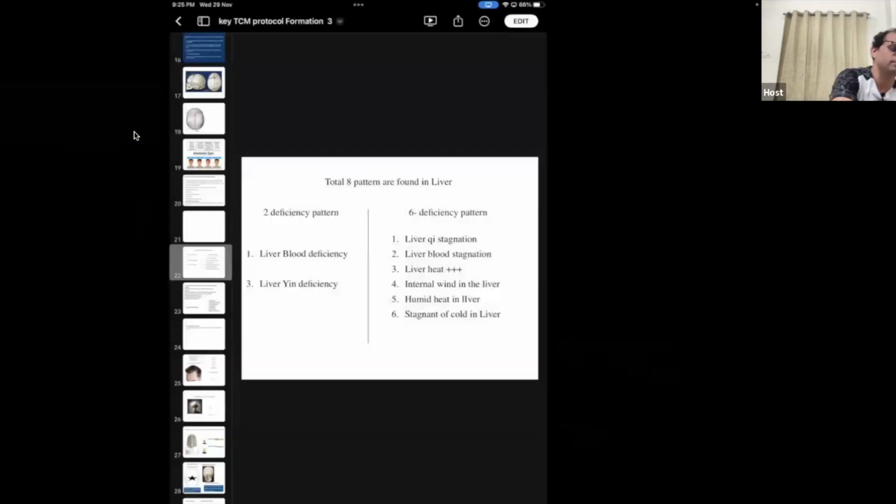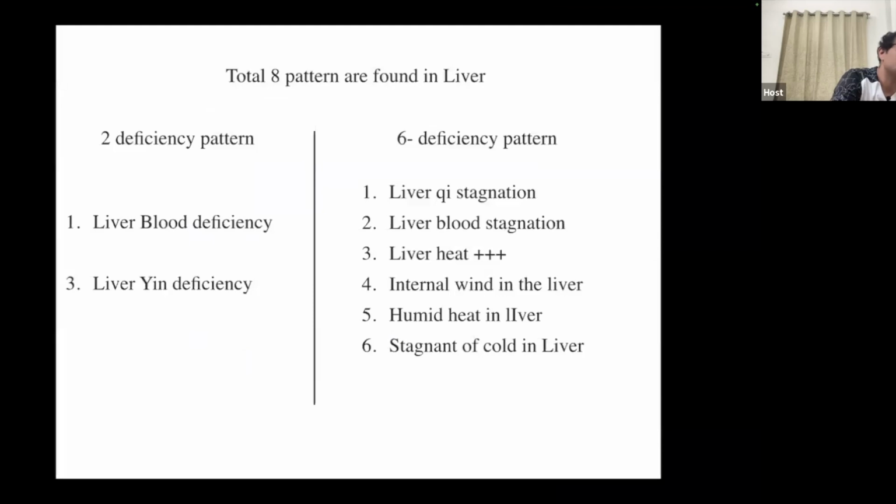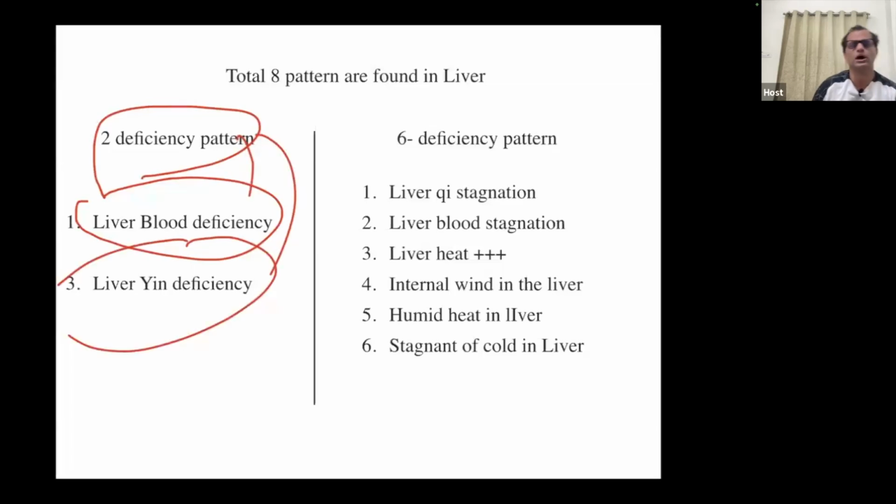the second pattern will be liver yin deficiency. So this is the liver blood deficiency or the deficient pattern. Deficiency is also the deficient pattern. 2 are deficient patterns of liver. So let's talk about the liver blood deficiency.